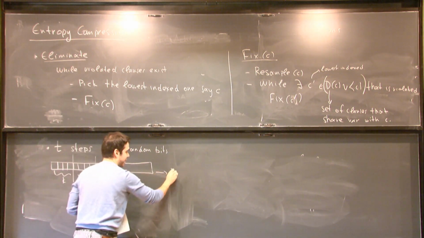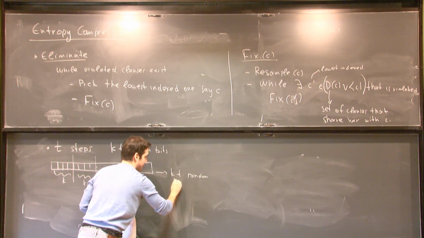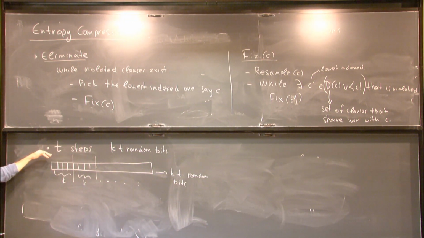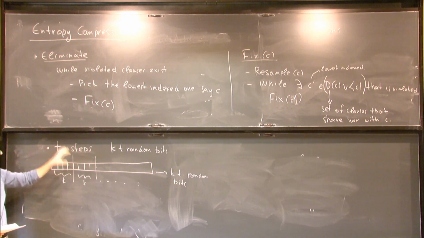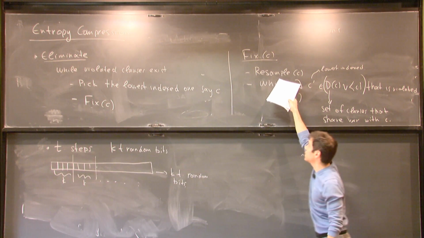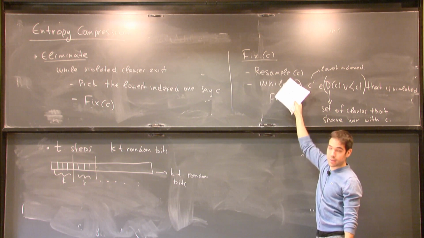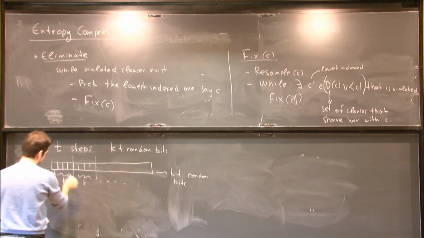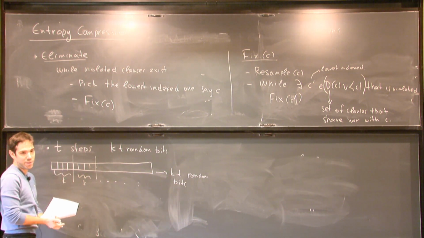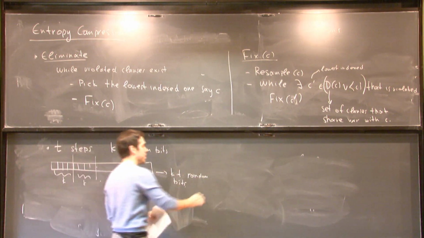So I sample kt random bits. Now, after I have done that, my algorithm becomes deterministic, given the string. This is the only part where I use randomness in the algorithm. And every time I want to resample a clause, I read the next k bits and use them as new values for the variables of the clause. Okay? So this is what I'm going to do.